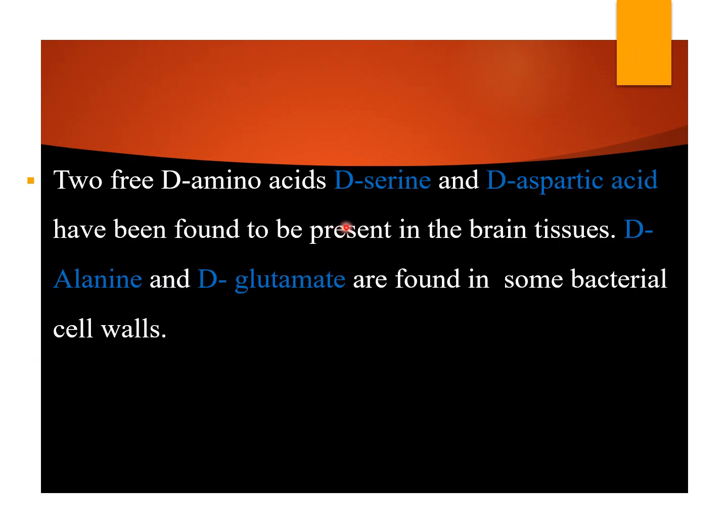The two free D-amino acids, D-serine and D-aspartic acid, have been found to be present in brain tissue. D-alanine and D-glutamate are found in some bacterial cell walls. The rest of the amino acids found in living beings, especially in ours, are L-amino acids.